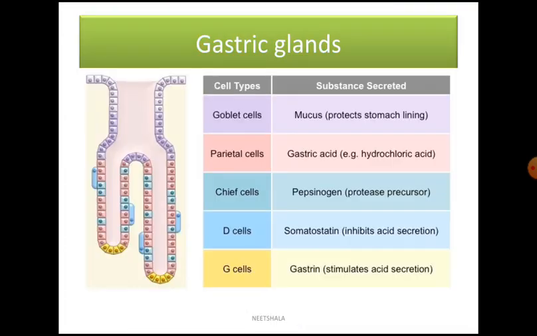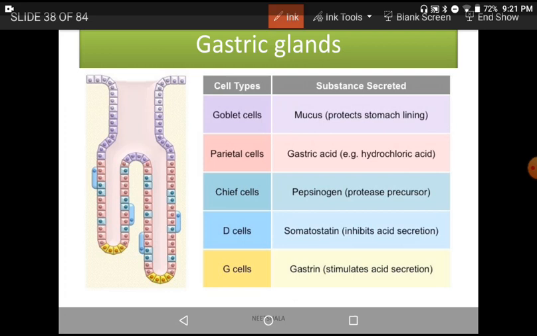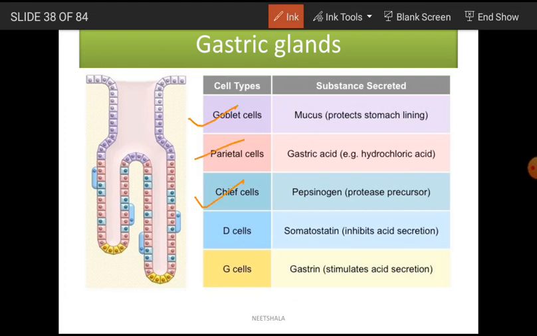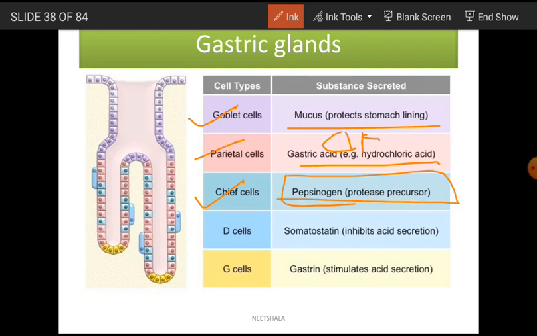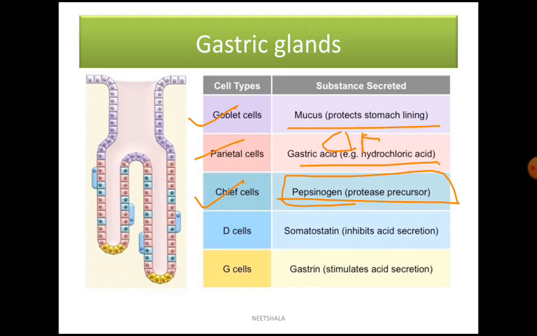So, here you have a summary of the gastric glands. These three are important from the examination point of view. Goblet cells secrete mucus that protects the stomach lining from corrosion or excoriation by the acid attack. Parietal cells secrete the gastric acid, which is hydrochloric acid, and the intrinsic factor. Now the chief cells secrete pepsinogen, which is a protease precursor.